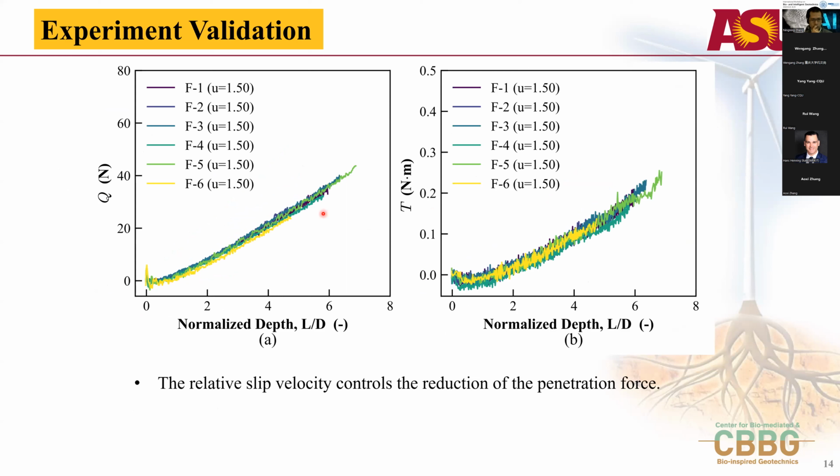Previously, I mentioned the relative slip velocity controls the reduction. Here we use the experiment to test this. So we set different vertical velocity and rotational velocity, but we keep the same relative slip velocity, which is 1.5. So we can see that the penetration force and the resistive torque are the same under the same relative slip velocity. So which means the relative slip velocity controls the reduction of the penetration forces.